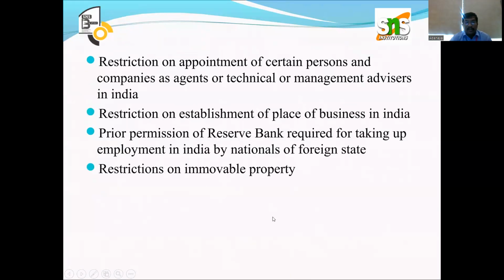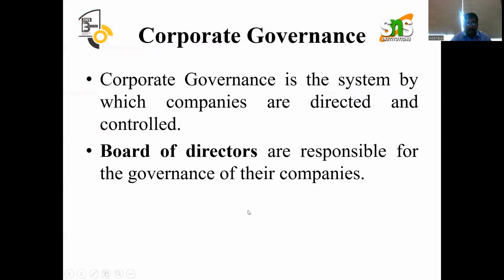And also restriction on appointment of certain persons and companies as agents or technical or management advisors in India, like an embassy. Restriction on establishment of a place of business in India. Prior permission of the Reserve Bank is required for taking up employment in India by nationals of a foreign state. So you get the permission from the RBI, and only then can you appoint agents or technical or management advisors. And restrictions on immovable property.